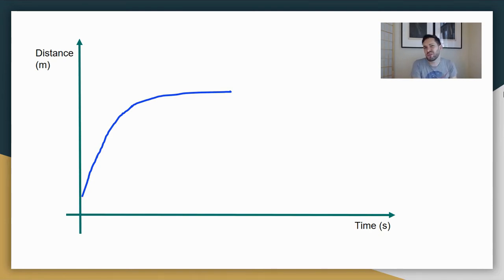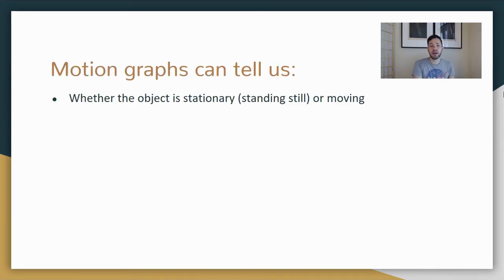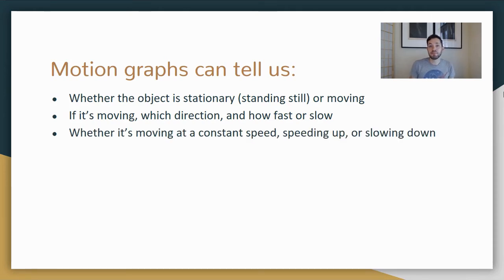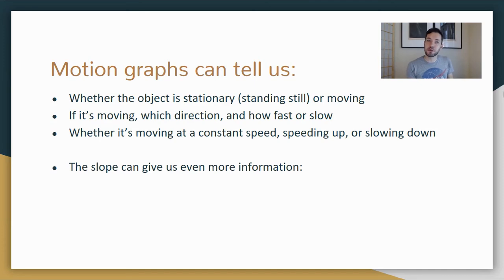So these motion graphs are really useful because if you know how to read them, and it'll take some practice, but you will get there, once you know how to read them, you can find out whether something is moving, which direction it's moving in, how fast or how slow it's moving, whether it's moving at a constant speed the whole time, whether it's speeding up or slowing down. There's also some information that if we dig a little bit deeper, we can get some really, really cool info from the slope of the graph.